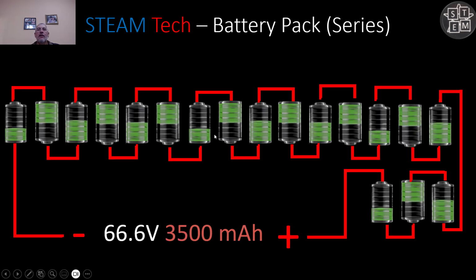Okay, let's take a larger number. Instead of having 9, I doubled. So there are now 18 of them. You put 18 batteries in series, and you're going to come up with 66.6 volts with the same constant capacity, 3500 milliamp hour.